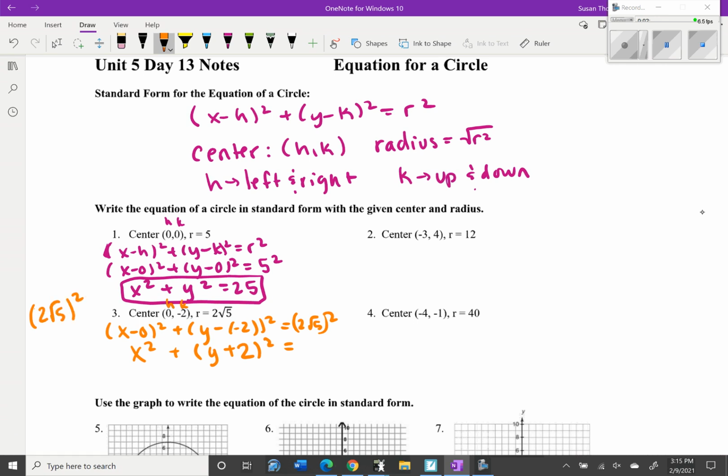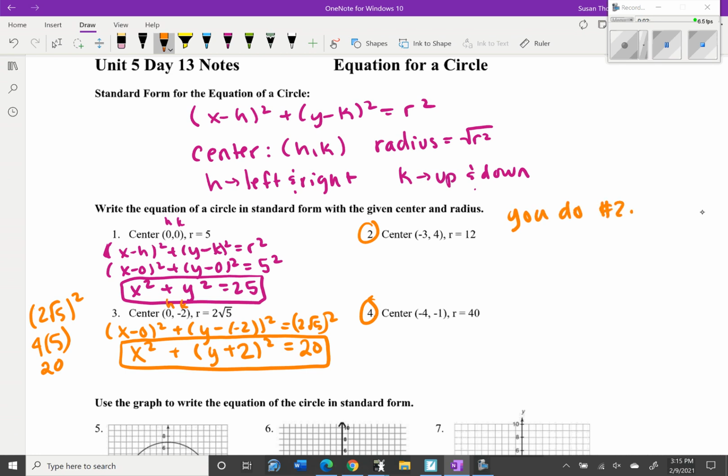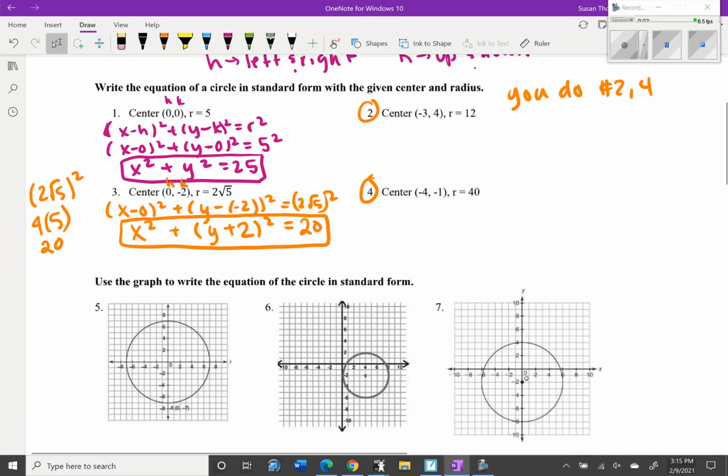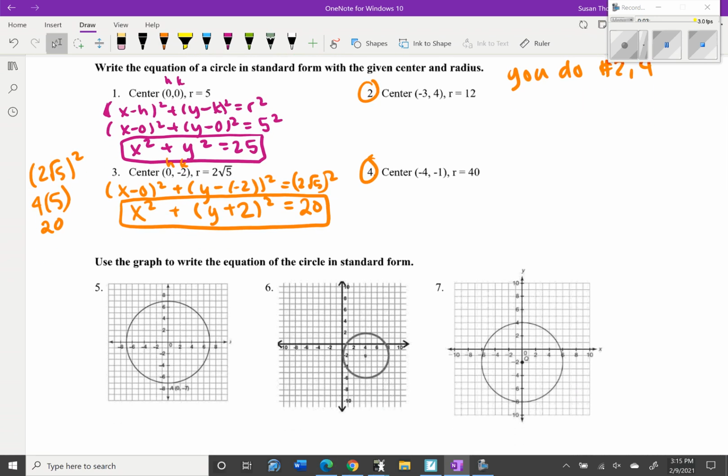Remember, that just means 2 root 5 times 2 root 5, so 2 squared is 4, and root 5 squared would be the square root of 5 times 5, which is just 5. So this would give us 20. So that would be my equation for my circle. So you guys do 2 and 4 on your own, and then of course you can check your work with the note key online.